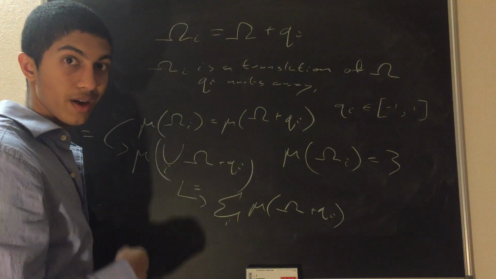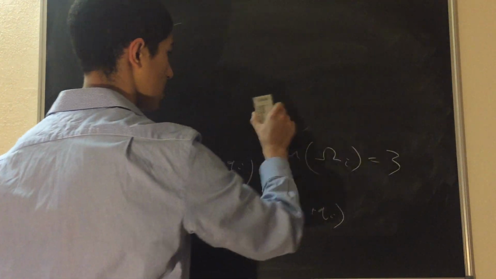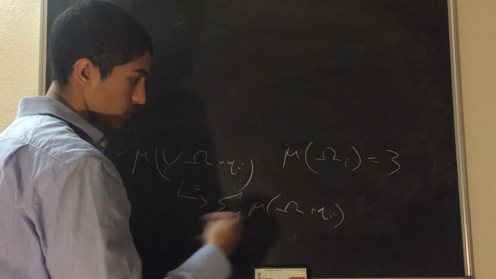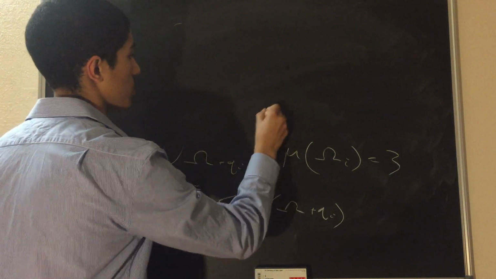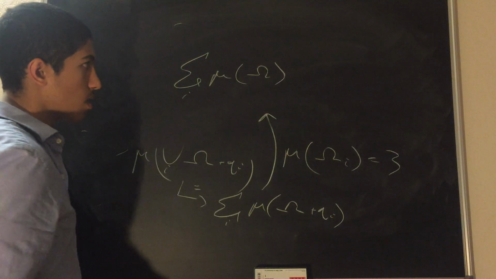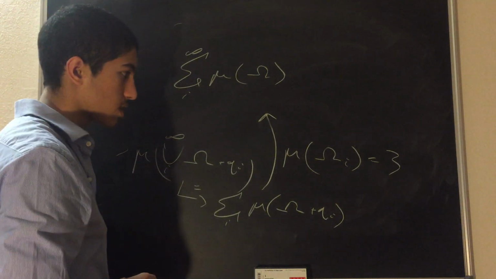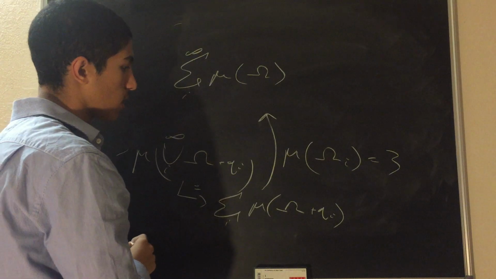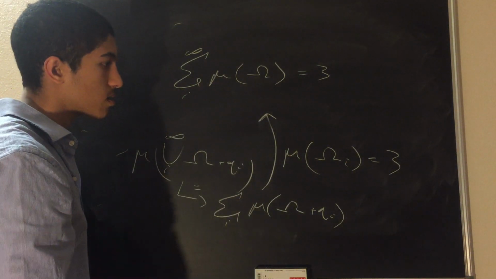And now we can employ another property, which is that of translation invariance. What translation invariance says, if you remember, is that if I take a set omega and I translate it by some constant number, then the measure of omega must equal the measure of this translation. So this really evaluates to the sum over I of mu of omega. And this is the sum from I to infinity, because there are infinitely many rationals in between -1 and 1. And so now I have the sum from I to infinity of mu of omega is equal to 3, because mu of our original omega I was equal to 3.